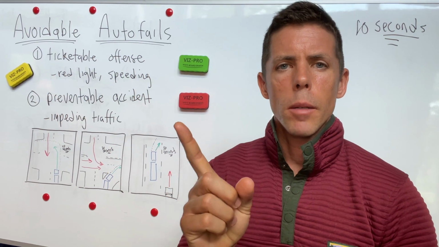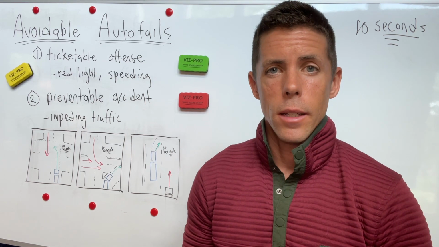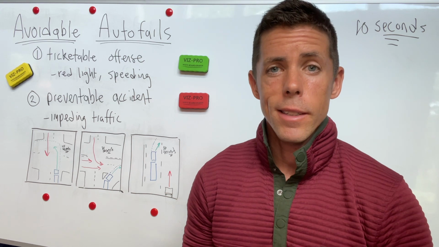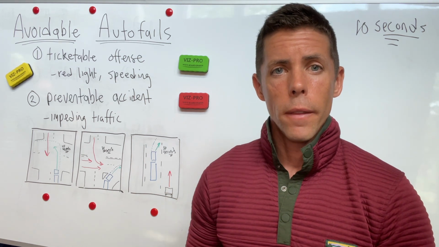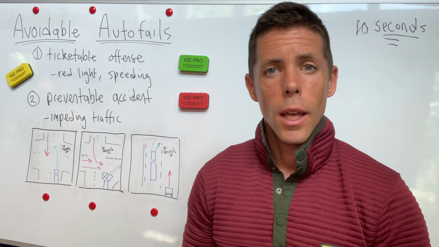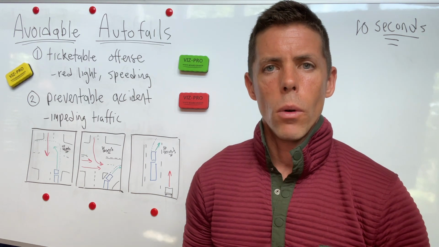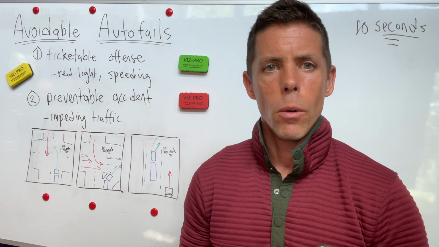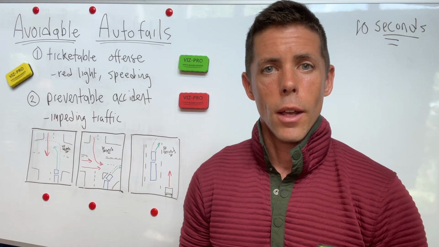And that second thing we're talking about here is those preventable accidents, something generally referred to as impeding, which is just really a fancy way of saying that you pulled out in front of someone. So these right here are the three most common of the preventable accidents we're going to see. And before we get into how to avoid those, let's take a look at some of those out in the field to see what that looks like when we are in a situation where we need to make sure and get that 10-second window in.